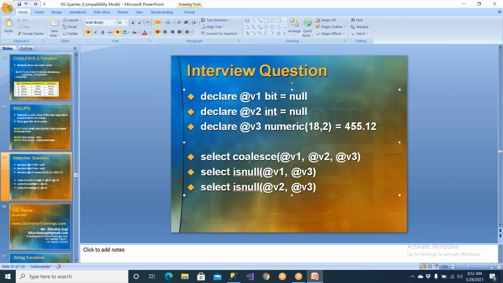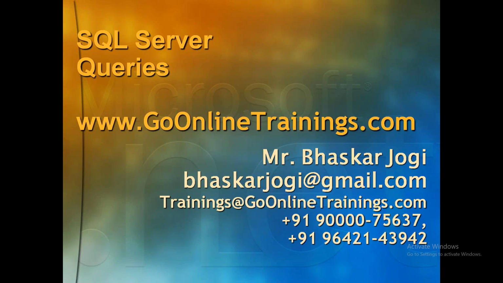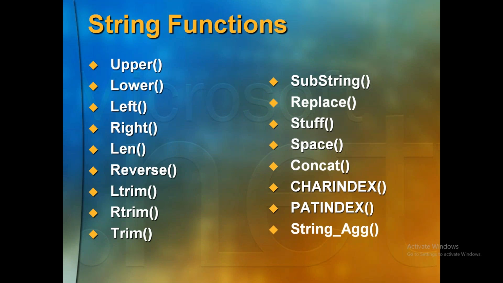So is null and coalesce. Now, apart from that, we have a lot of string functions. Okay, we have upper, lower, left, right, length, reverse, L trim, R trim, substring, replace, stuff, space, concat we discussed, and coalesce also we discussed, right? So char index, pat index, string aggregate. These are the string functions available.